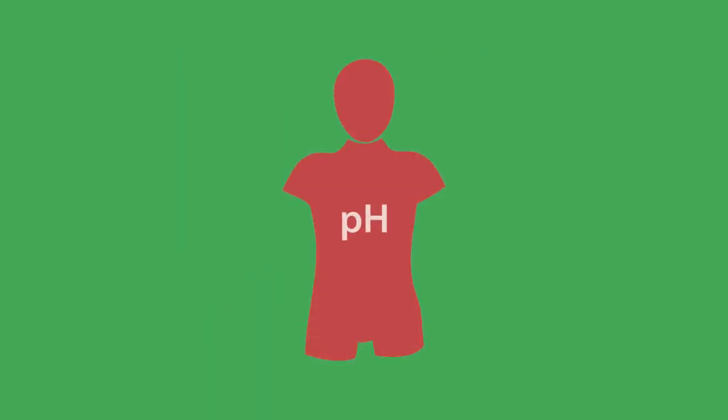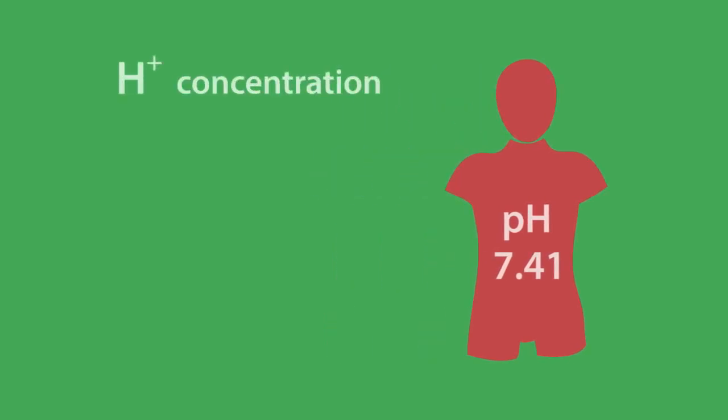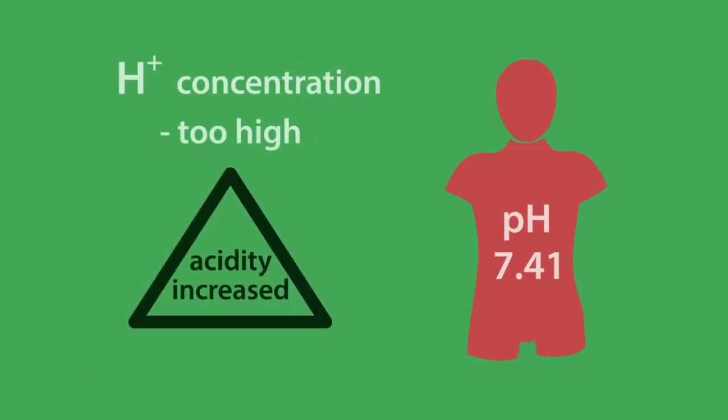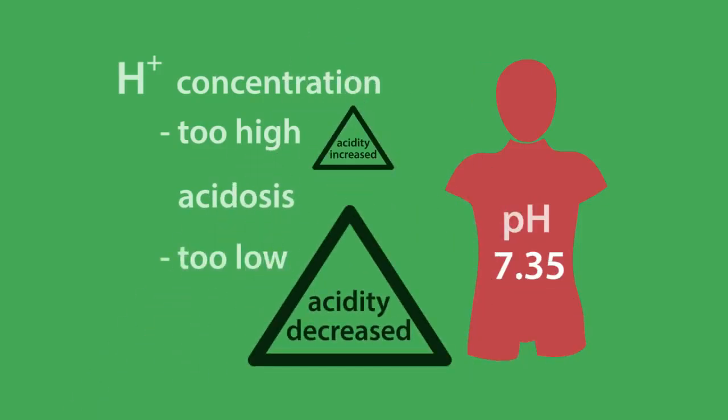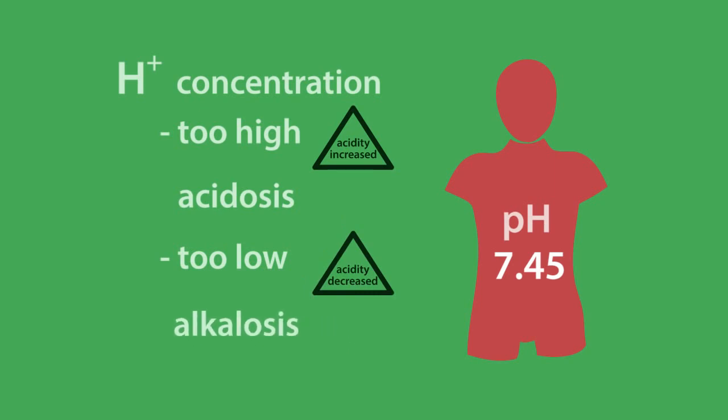Our blood has a very specific pH, 7.41. If the concentration of protons is too high, it will increase the acidity of blood. Even at 7.35, the medical condition is known as acidosis. If the concentration of protons is too low, it will decrease the acidity of blood. Even at 7.45, then the condition is known as alkalosis.